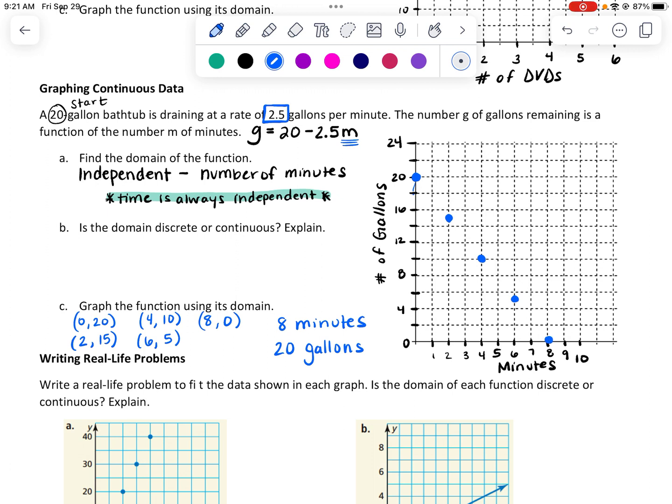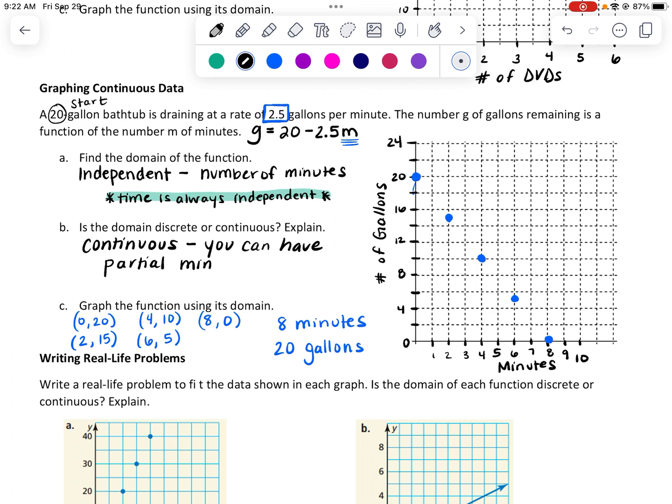Now, I want you to think about this. Time is what? Is it discrete or continuous? Continuous. And we know this because you can have partial minutes. That's our unit, right? You could drain it for 1.25 minutes or whatever that is. So because it's continuous, you have to connect the dots because it can really be anywhere along that line.